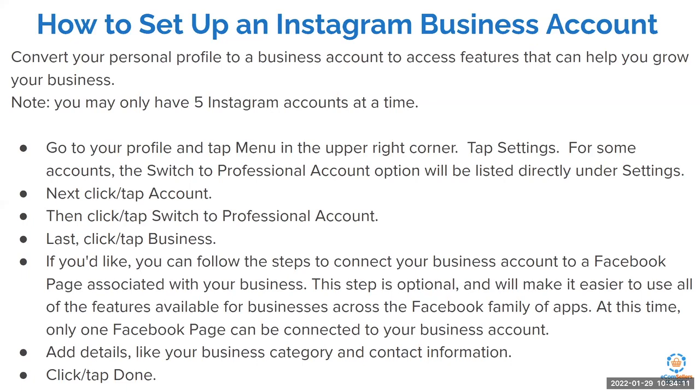So you're going to click in the upper right-hand corner, tap to switch the account under settings, and change it to a professional account and click business. You're going to go through that process of converting it to a business account. Again, at that point, it may ask you to connect it to your Facebook page, and then click done. So that's how you take a regular Instagram account and convert it to a business account. Okay.